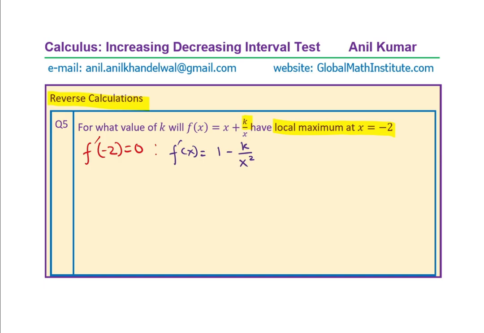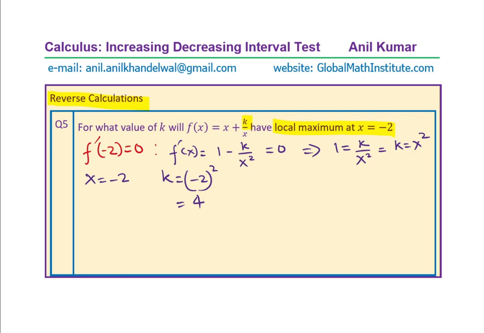Now, derivative should be 0. Let's equate it to 0 and then solve for it. So this implies 1 equals k over x squared, and that gives you the value of k as equal to x squared. Now, we know that this is for x equals minus 2, and therefore k is equal to minus 2 squared, which is indeed equal to 4, correct? So we have our answer.